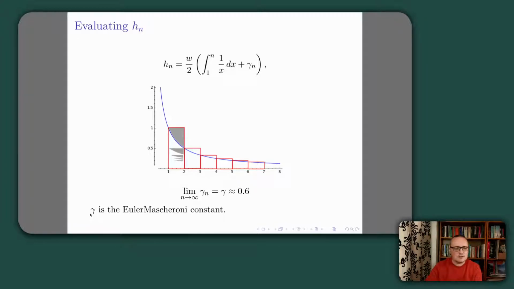It's quite a famous number in number theory and in mathematics. It's called the Euler-Mascheroni constant, and its approximate value is 0.6. It's an example of an irrational number, but it's approximately 0.6.